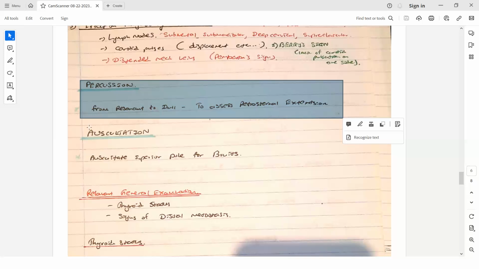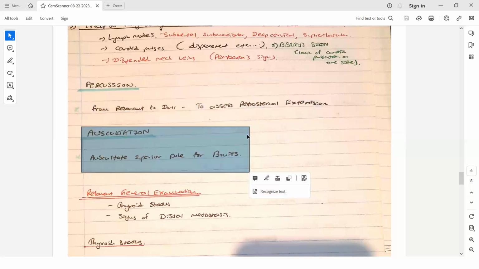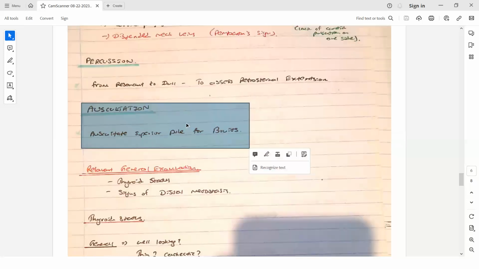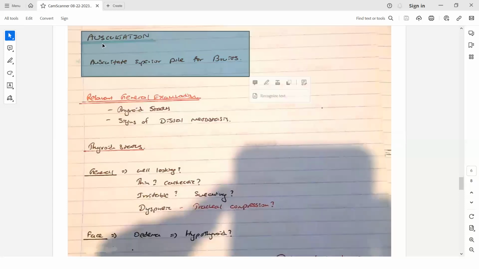And then auscultation, you have to auscultate the superior poles on both sides for bruits. Bruits can indicate a hypermetabolic state or increased vascularity, like in Graves' and so on. So that is the thyroid examination: inspection, palpation, percussion, and auscultation.